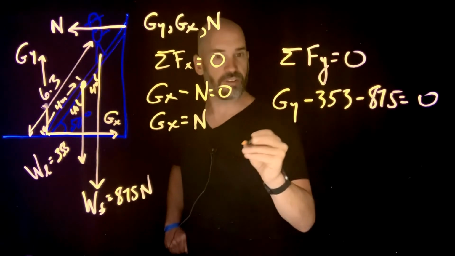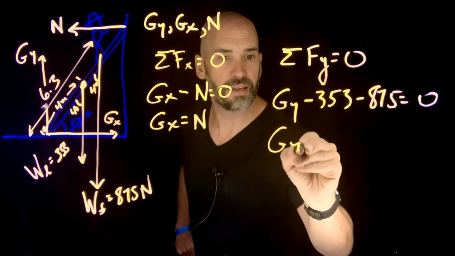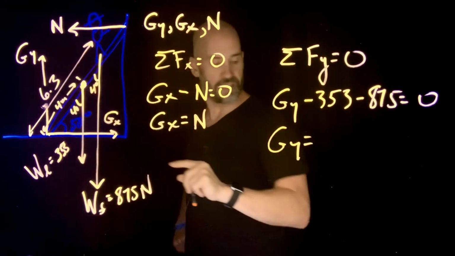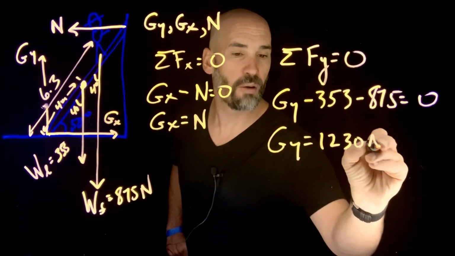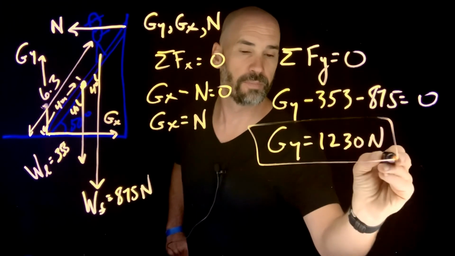That tells us we can very, very easily calculate gy, right? The force that must be pushing up, and that's 1230. We're 1/3 of the way there. We got one of our three variables that we're looking for.